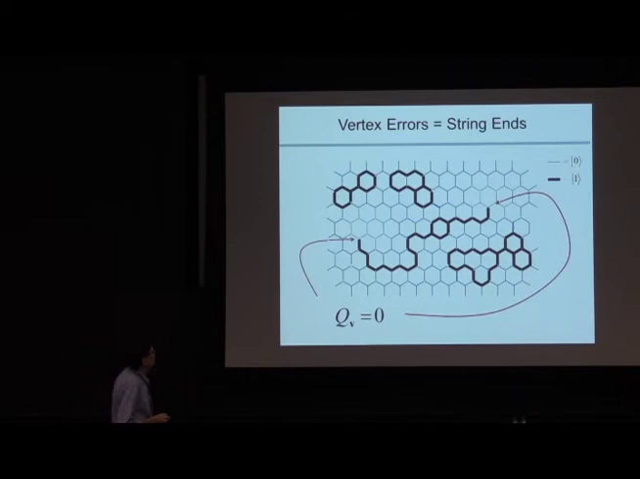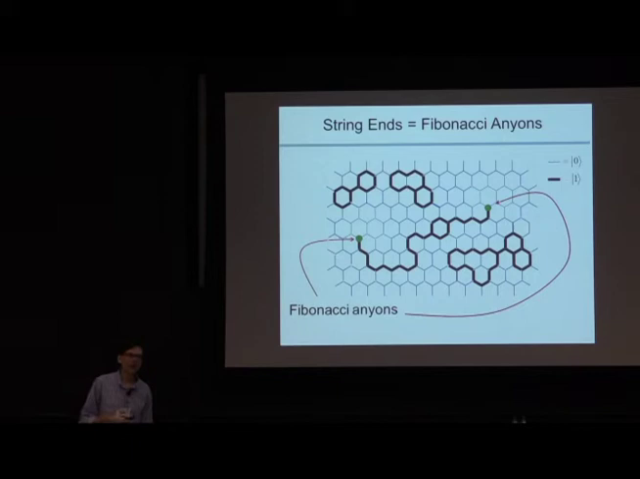Now if I allow for violations of the vertex constraints, so QV equals zero, say here and here, regions which are in the ground state will be superpositions of these branching loop configurations. So this is just a snapshot. And where you have vertex errors, the string ends, and on those ends live Fibonacci anyons. Now there is this subtlety that we get two chiralities of Fibonacci anyons. But there are, I think, ways to deal with that. For our purposes, the essential point is the vertex errors are Fibonacci anyons.